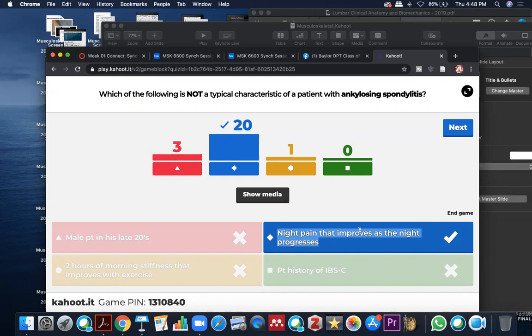But the night pain is, as Nick said, worst in the second half of the night. So that makes this the answer, not characteristic of that. And one of the things I would definitely go back and take a look at is all these characteristics and things that allow you to rule it in.